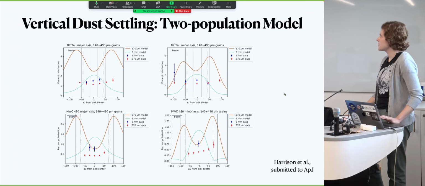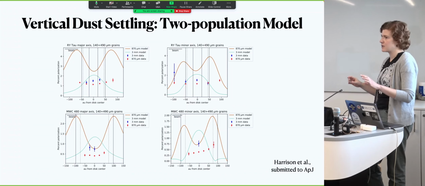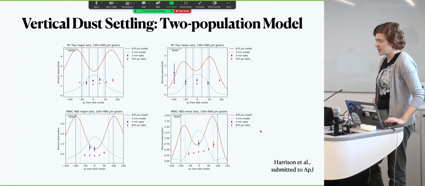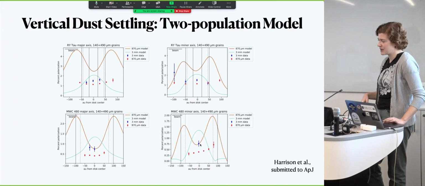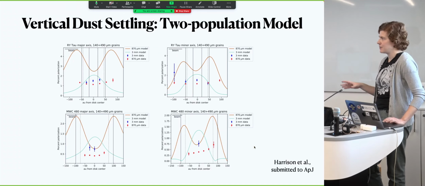Our other class of models was the two-population model that includes vertical dust settling, so you've got larger grains near the midplane, smaller grains above and below. And for MWC 480, you can reproduce the higher polarization fraction at band 3 in the center of the disk with this type of model. However, the type of dust grain population that we've set up here is not necessarily a realistic thing to physically have in the disk.